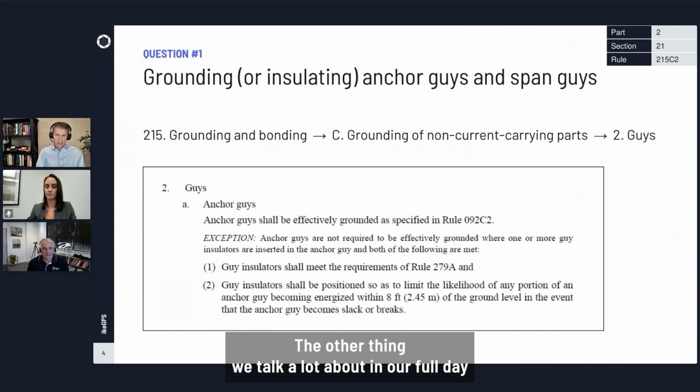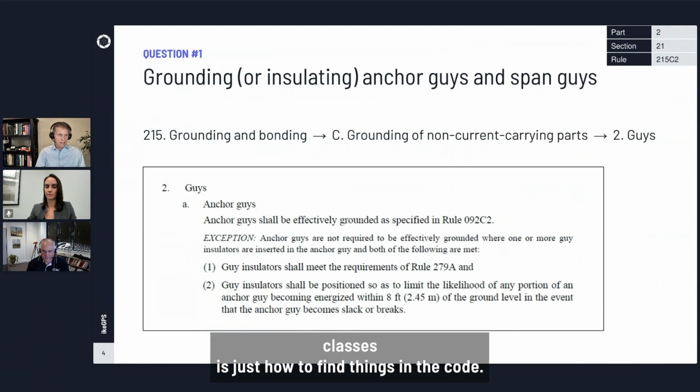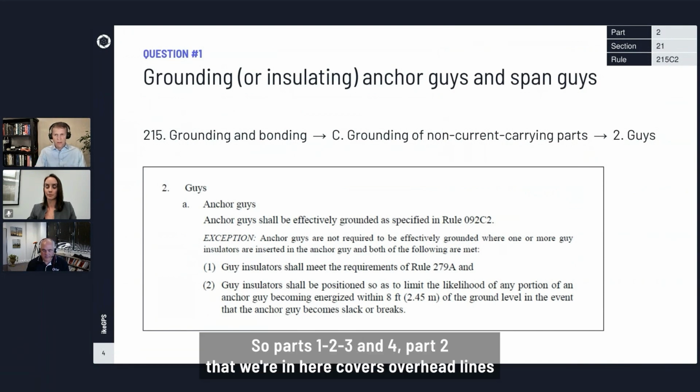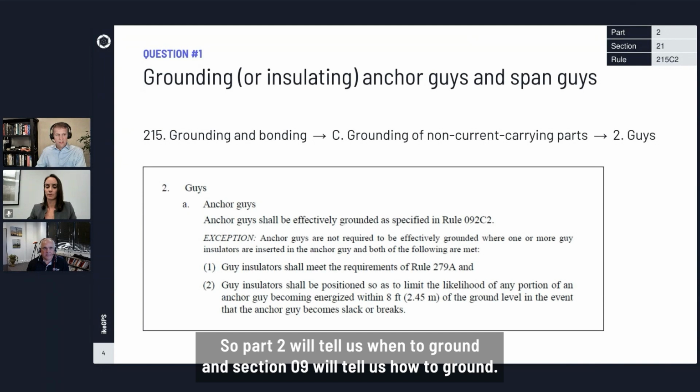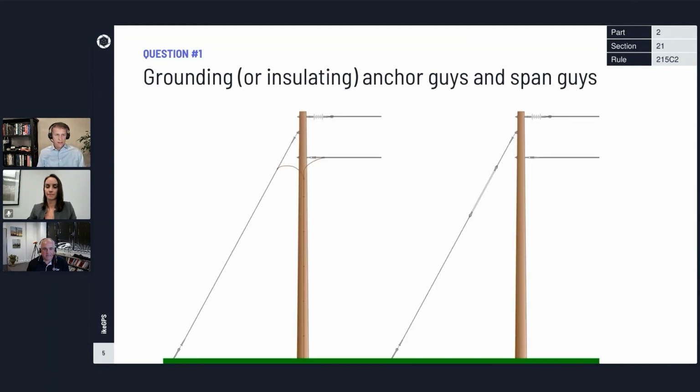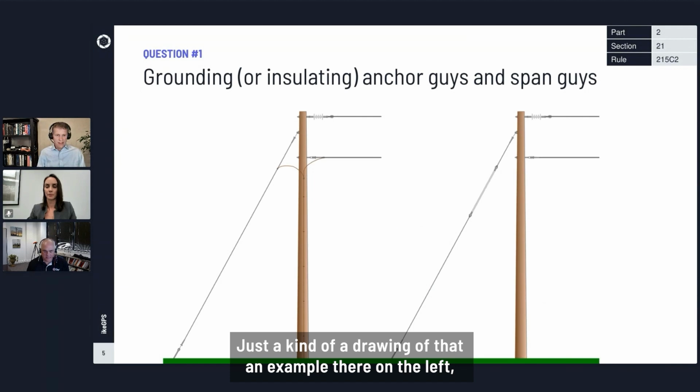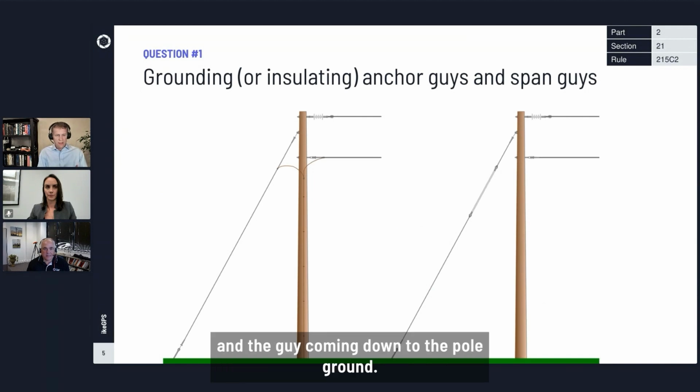The other thing we talk a lot about in our full day classes is how to find things in the code. Parts 1, 2, 3, and 4; Part 2, which we're in here, covers overhead lines. Rule 092C2 is in Section 9, which covers grounding requirements. So Part 2 will tell us when to ground, and Section 09 will tell us how to ground. Here's a drawing of that, an example. On the left, we've got the grounded guy. It's attached to both the neutral and the guy coming down to the pole ground.